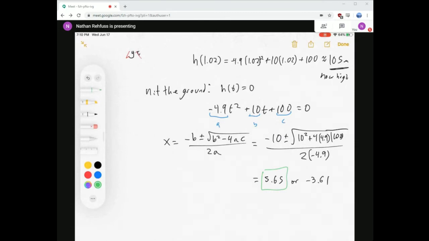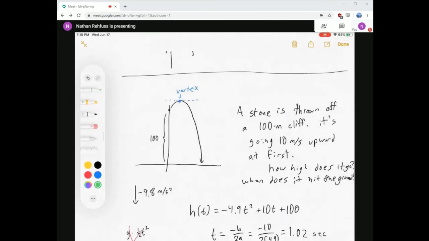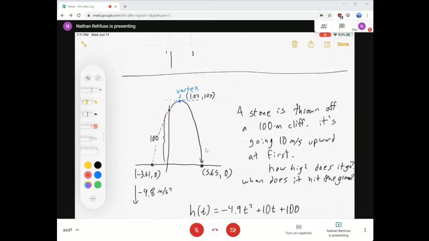Why are there two answers when only one is realistic? Well, on the diagram here, this is the point 5.65 comma 0. The vertex, incidentally, was the point 1.02 comma 105. The other root is negative 3.61 comma 0, and that's where the parabola would go if we drew the rest of it. So that's why you got that extra solution, but it's part of the parabola, it's not part of the actual diagram of the problem, so that's what we discard. So there you go.